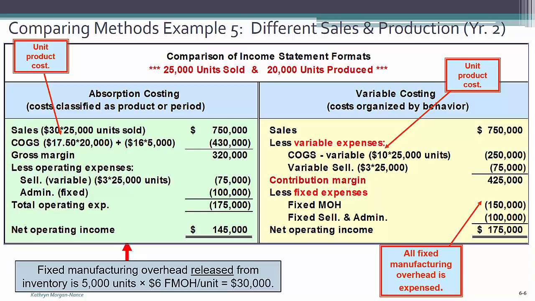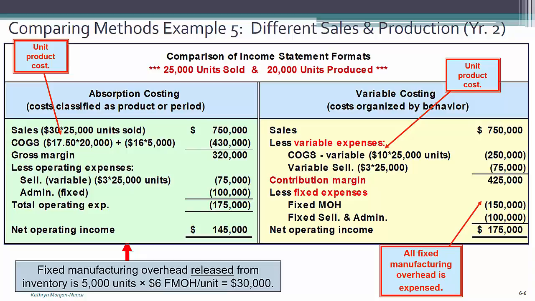The remainder of our expenses are calculated as we've seen previously. Net operating income under variable costing is $175,000. But wait, this amount is higher than net operating income under absorption costing. Why? Variable costing recognizes fixed manufacturing overhead cost in the period of production, while absorption costing recognizes fixed manufacturing overhead in the period of sale.